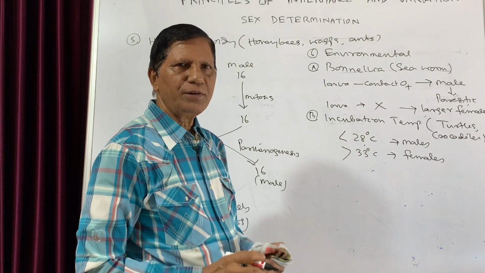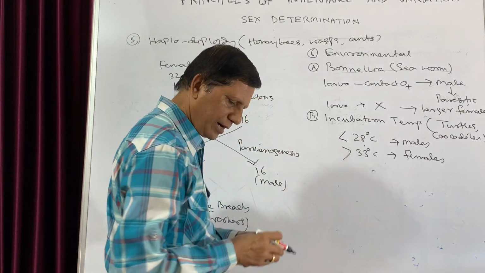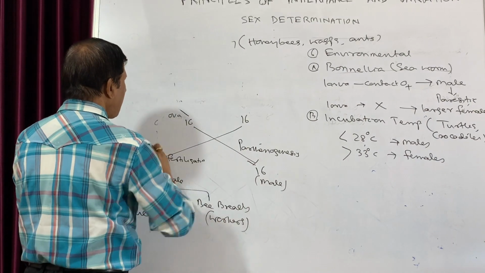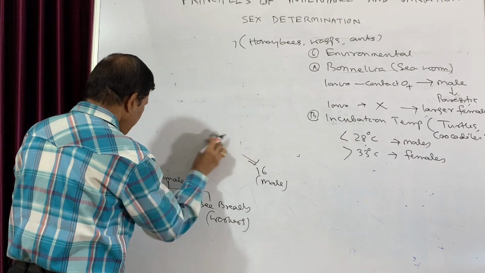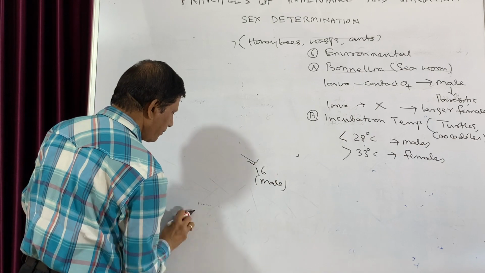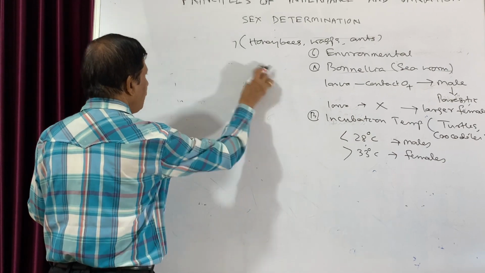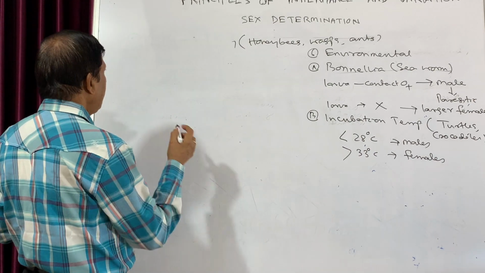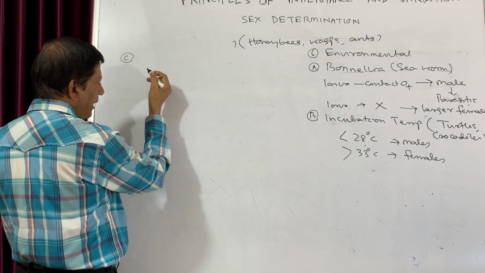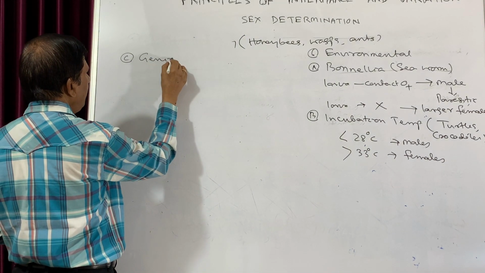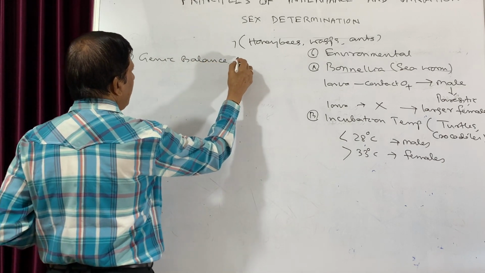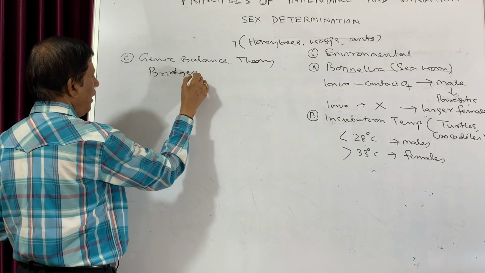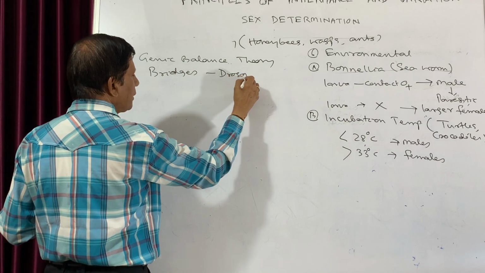Then the next type is still more interesting, and that we'll discuss here. This type is also found in case of Drosophila, the details of which have been worked out by Bridges, one scientist. So the third type we can write the genic balance theory, given by Bridges, and he carried out the experiment in case of Drosophila.